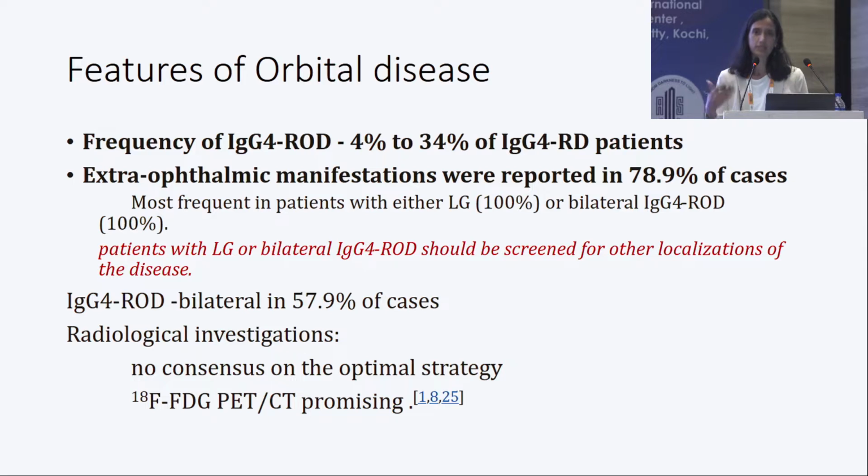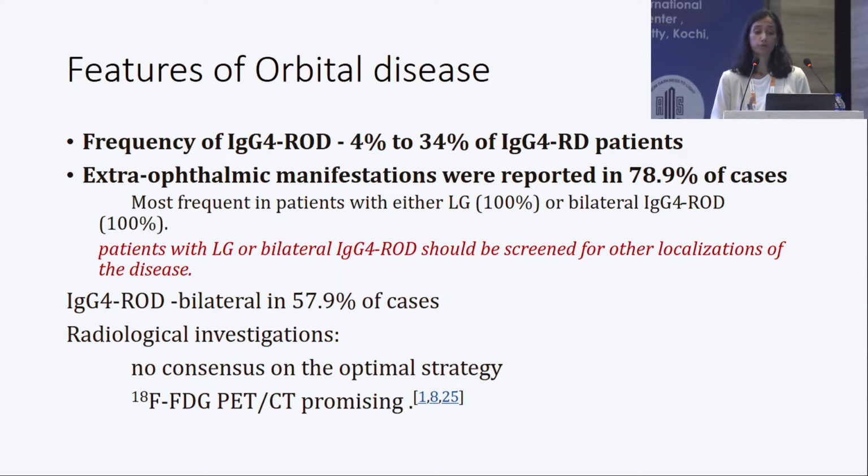So you need to screen these patients again and again for other organ involvements, and that's why you need to diagnose it correctly. This is more so when you have bilateral involvement or a lacrimal gland involvement. So again, we need to know whether it is IgG4 or not. Bilaterality in orbital disease is reported in almost 60%. So unilateral IgG4, is it really unilateral? Go back and see the radiology. You may be missing it on the other side. More than 50% are actually bilateral.